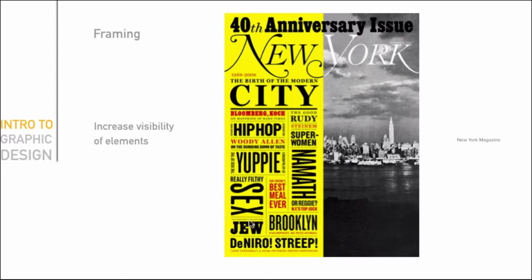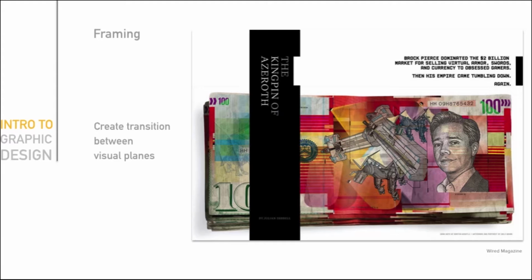Each one of these blocks of text is framed within rules or lines, and those rules bring order, they separate everything, and they help bring focal points to all of these headlines. We use framing to transition from foreground to middle ground to background plane. So here in this two-page spread, we have a title bar which is overlapping the currency, which is sitting on top of the background.